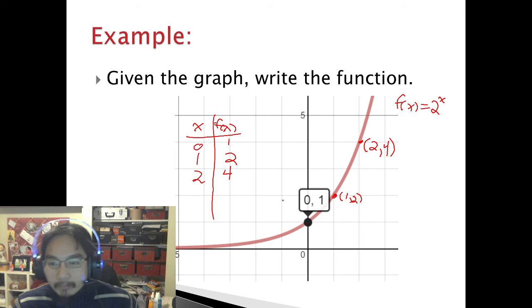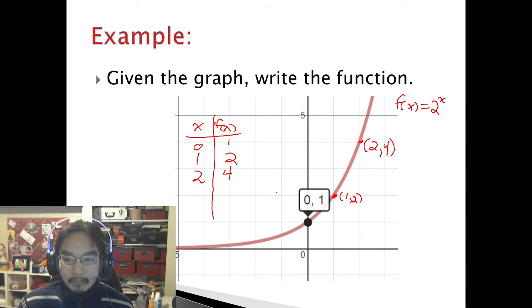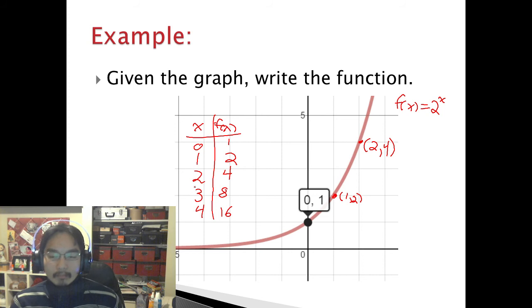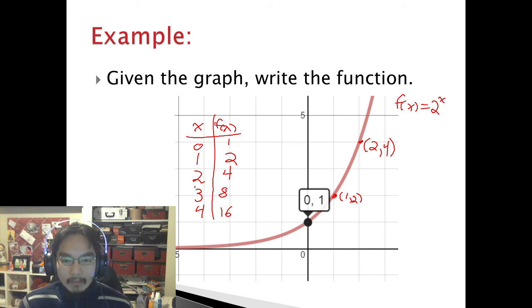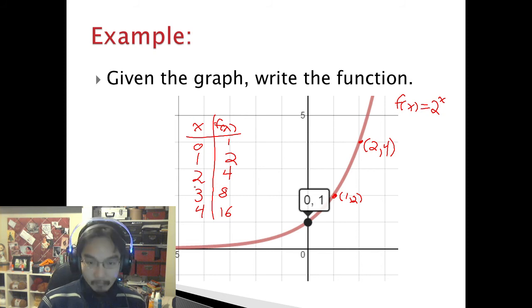Right. There we go. Then we can guess what 3 will be. 3 will just be 2 to the power of 3, so this will be 8. 4 will then be 16, and so on. And it goes on forever. Well, it can go on forever, yeah. Okay. So let's move on.